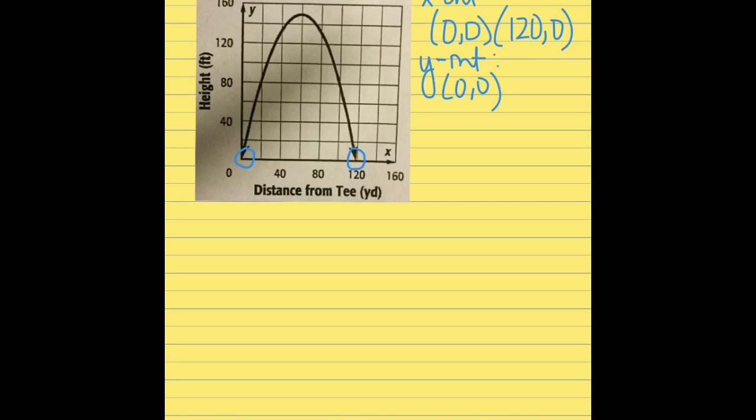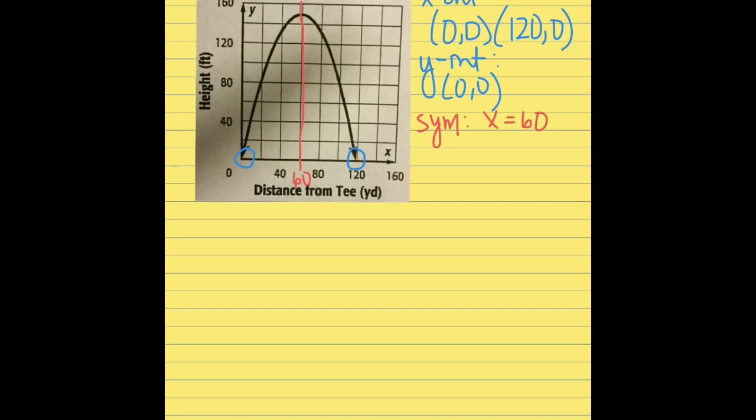When I think about symmetry, and I wonder if this graph has symmetry, I can see right here that this imaginary line is the symmetry line. When I look at the x-axis, I'm counting by 20s: 20, 40, 60. So this is at 60. So the symmetry happens at the equation x equals 60.